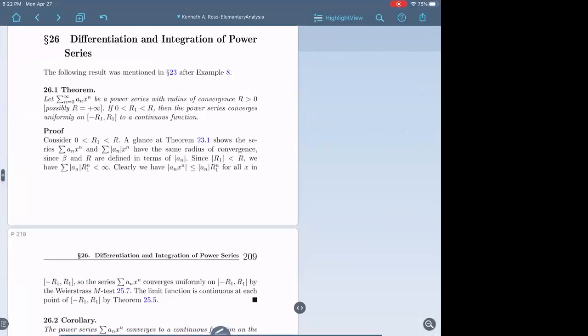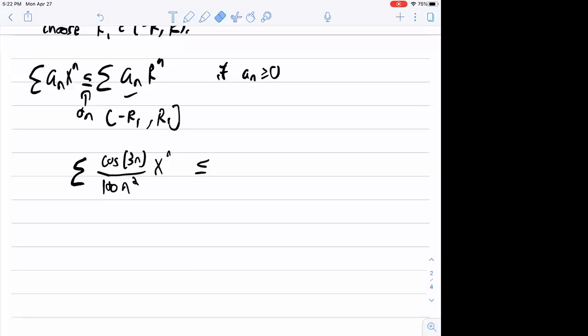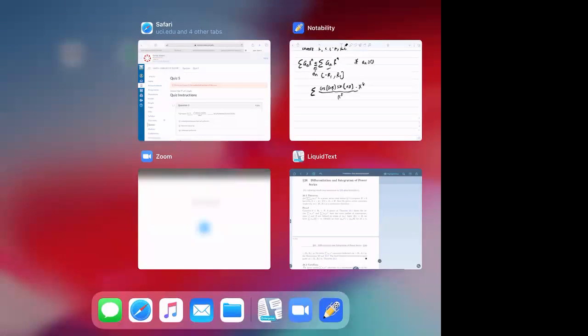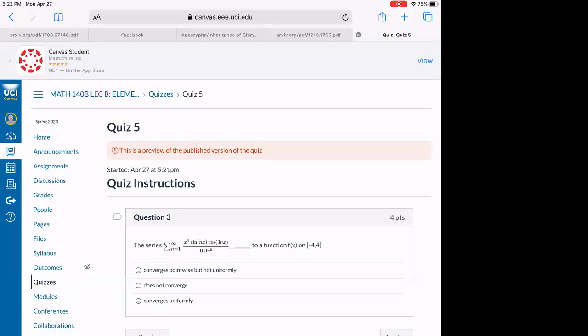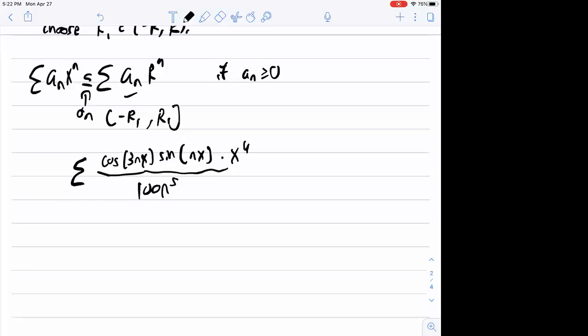Okay, so this thing, and then sine of nx, and then times x to the 4th, I think. And then there was an n to the 5th here, and 100. Okay, this, right? It asked, does this thing converge uniformly on -4 to 4?